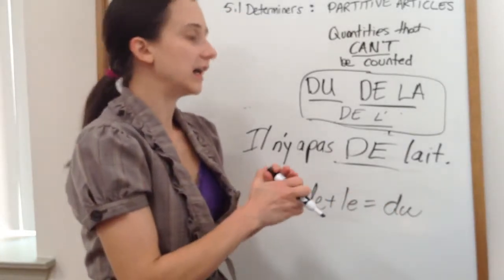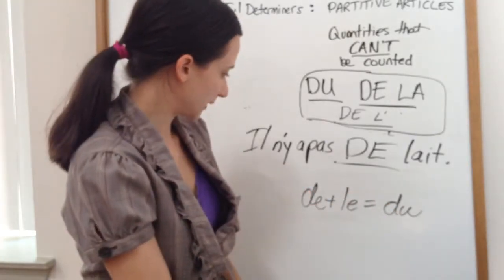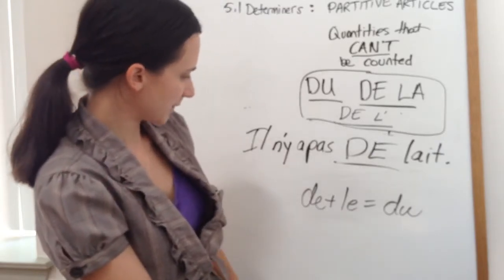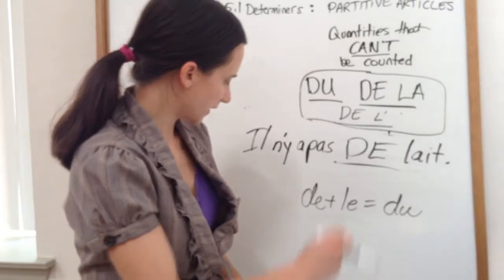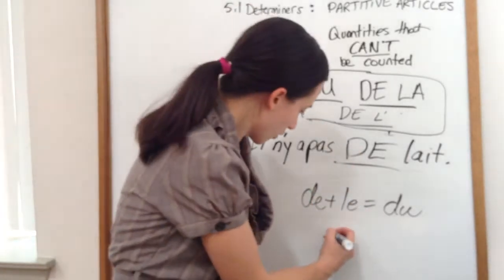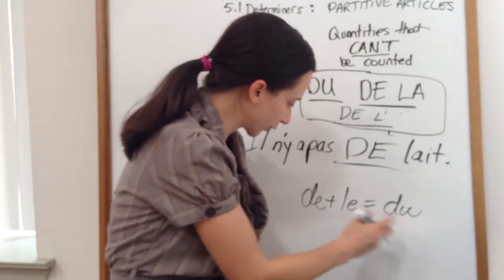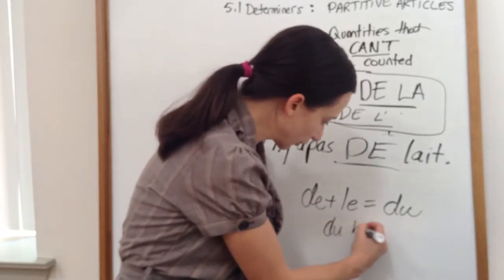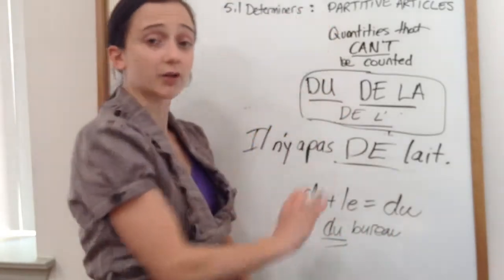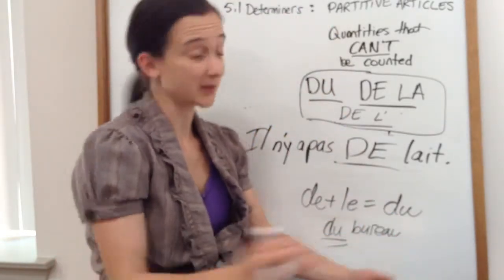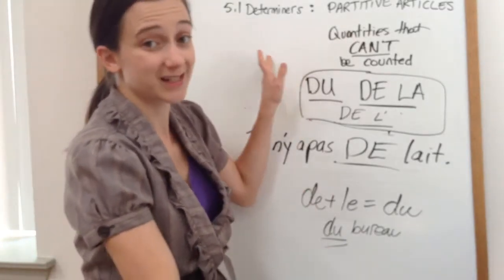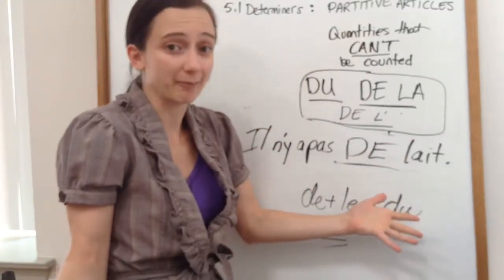So what would be a good example here? From the office. If you were saying, I'm coming from the office, we would say de le bureau, and that would change to du bureau. This is not a partitive article, but it really doesn't matter because you know when to use this and you know when to use this. It doesn't matter that they look the same.